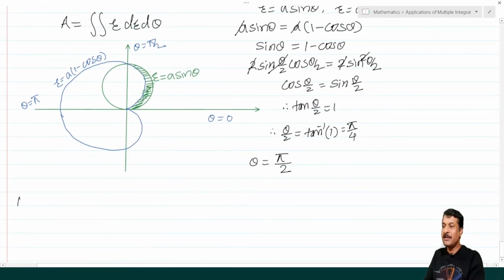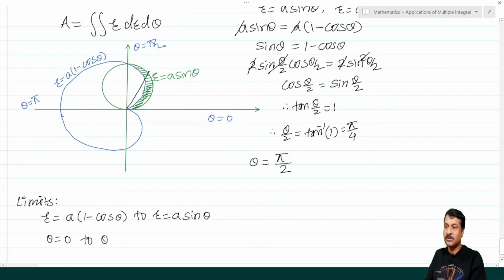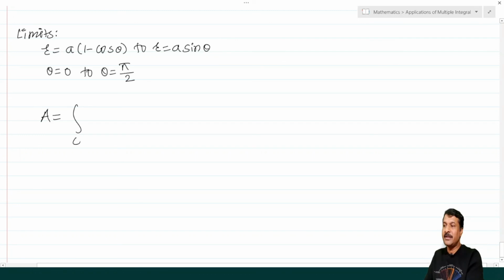So definitely that value is theta equal to pi by 2. So what are the limits here finally? Note that here if we take this radial strip, it starts with the inner curve. What is that inner curve? It is the cardioid, and the outer curve is the circle. So I am getting limits: r equal to a(1 minus cos theta) to r equal to a sin theta. And what about the limits of theta? Theta equal to 0 to theta equal to pi by 2. So therefore area A equal to integration 0 to pi by 2, inner integration a(1 minus cos theta) to a sin theta, r dr d theta.